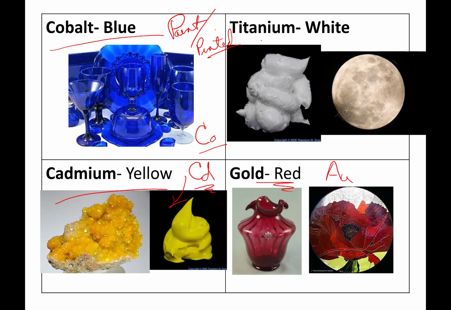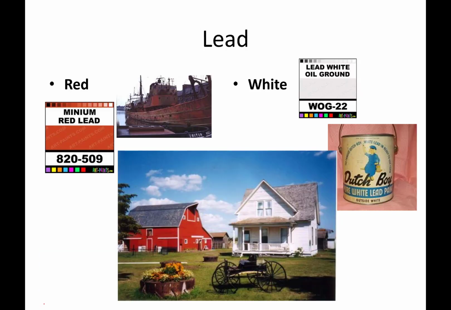Titanium white is again a paint color when you go to a paint store, and it is a beautiful, beautiful clean white. There's a lot of titanium oxide on the moon, and that is one of the reasons why the moon reflects light so incredibly well.